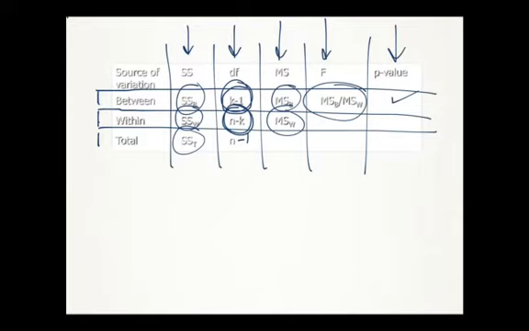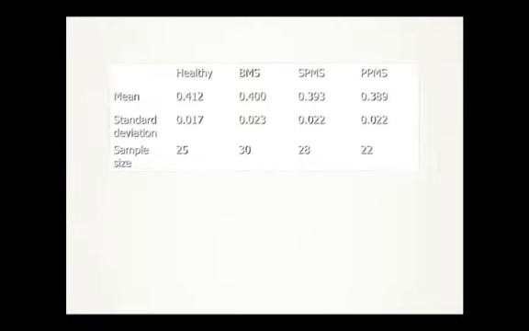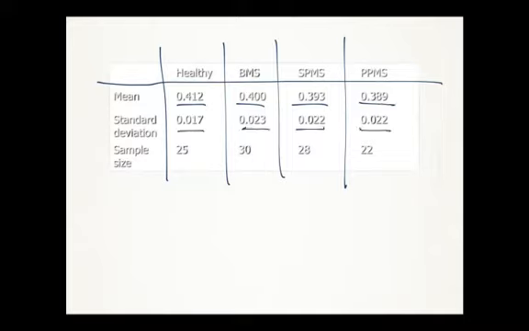So let's look at the ANOVA table for the example that we've been working with. It looks something like this. Remember, we had the 4 different groups: healthy, benign, secondary progressive, and primary progressive. Here are the means in the 4 different groups, the corresponding standard deviations, and the sample sizes in each of the 4 groups.